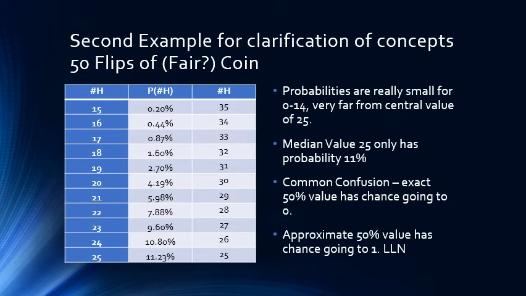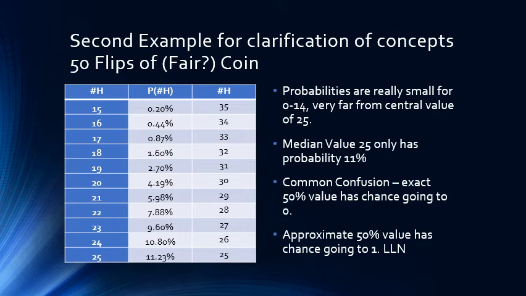This is a common confusion among students. This is the exact 50% value, 25 out of 50. The value of this exact amount goes to zero. It becomes smaller and smaller. But actually, the law of large numbers says that the approximately 50% value has a chance going to 1, so 100%.